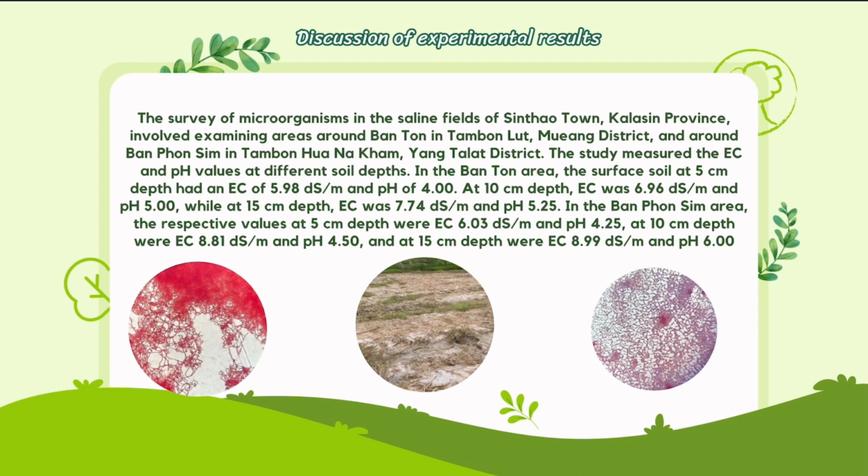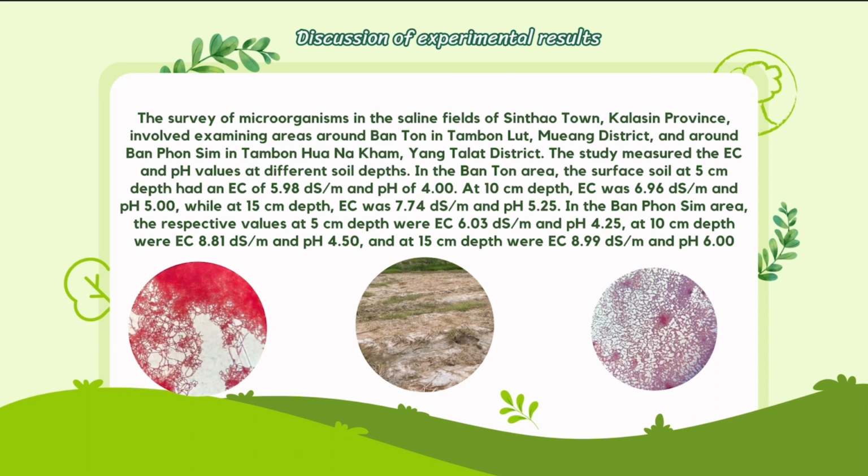Discussion of experimental results. The study on microorganisms in the saline field of Sinthao Township in Kalasin Province involves a survey of the area of Ban Ton, Lup Sub-District, Mueang Kalasin District, and Ban Phon Sim, Hua Na Kham Sub-District, Yang Talat District. The surface and subsurface soil EC and pH values were measured at different depths. At 5 cm depth, the EC was 5.98 with a pH of 4. At 10 cm, the EC was 6.96 with a pH of 5, and at 15 cm, the EC was 7.74 with a pH of 5.25.